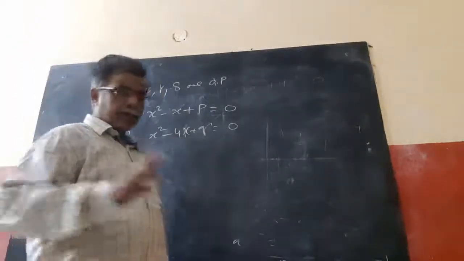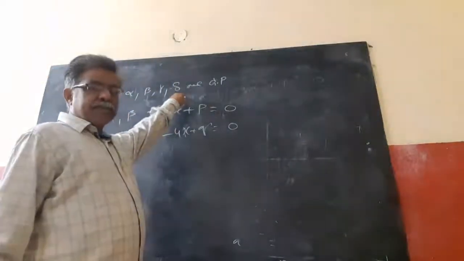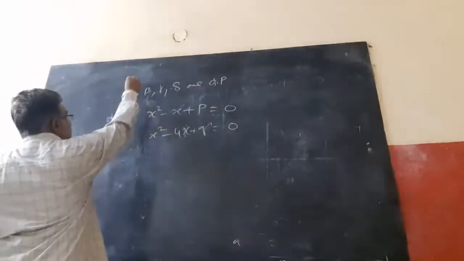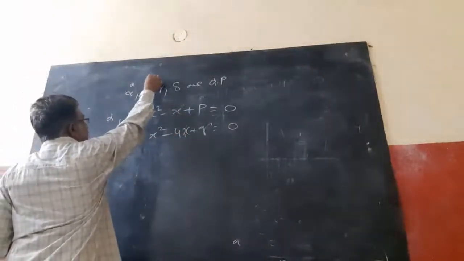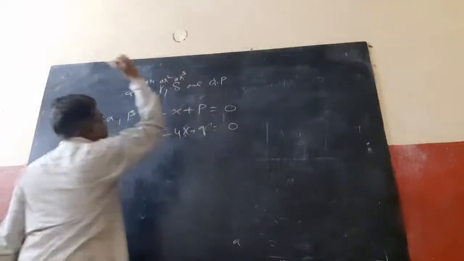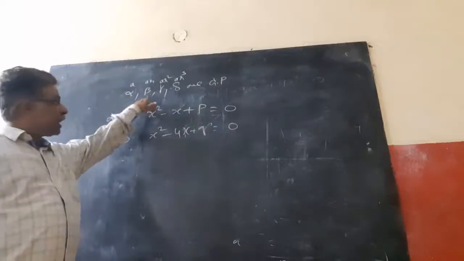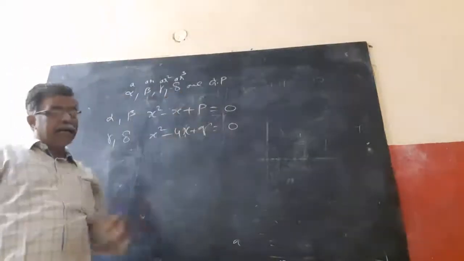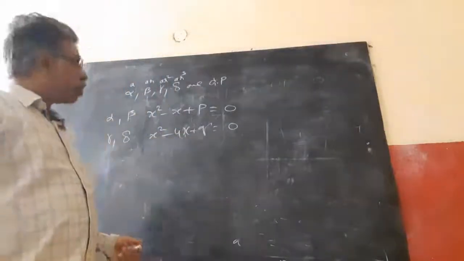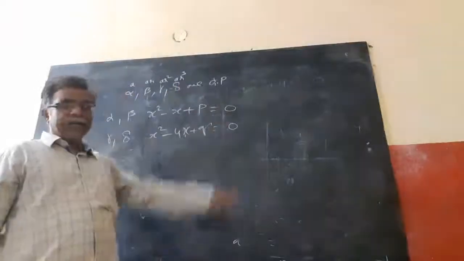Simple. First of all, alpha, beta, gamma, delta are in GP. What is meant by GP? There will be a common ratio. If this is some A I am taking, this should be AR, this should be AR square, this should be AR cube. So if alpha is A, beta should be AR, gamma should be AR square, delta should be AR cube, because they are in increasing order of geometric progression.